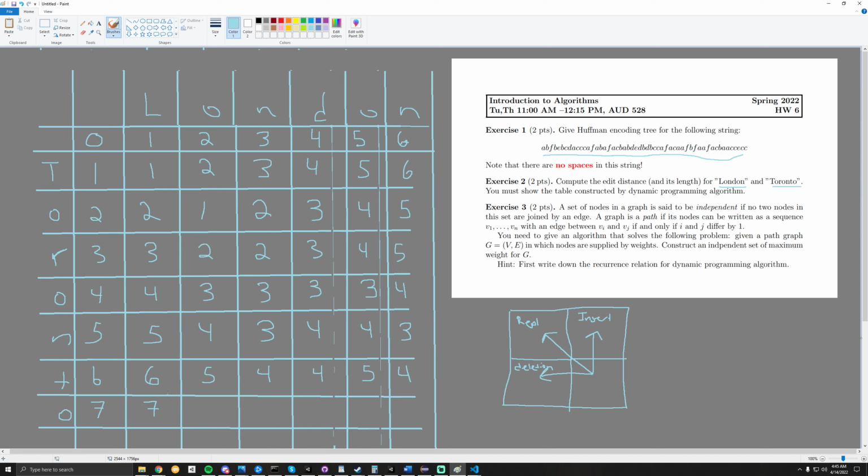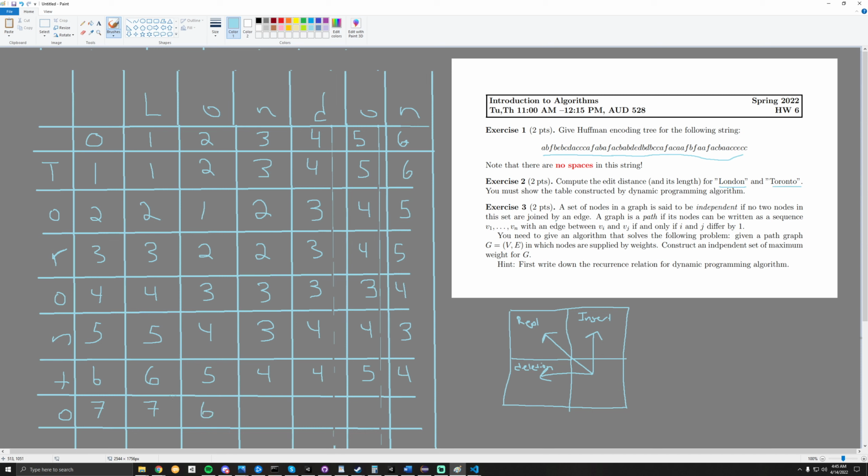And let's see, O and O do match, so we could go for the replacement, so 6 plus 0 for 6, or we could go straight up for the insertion, and in that case, we would end up with the 1 there because we've inserted it, so we would end up with a 6, unfortunately.